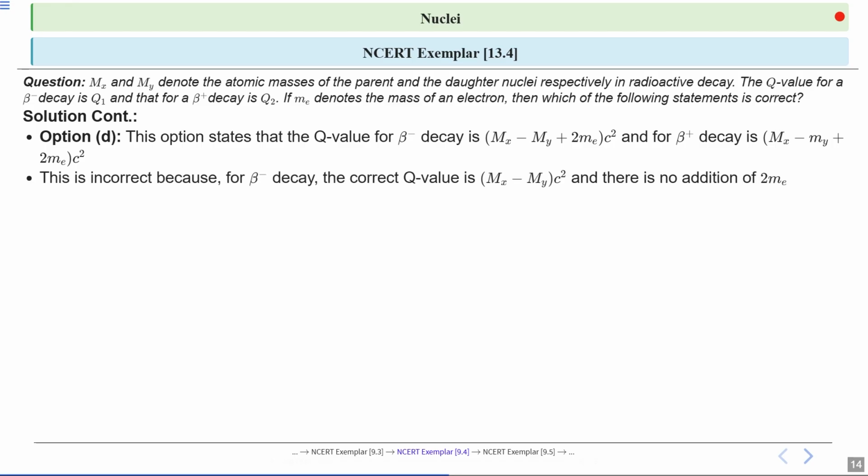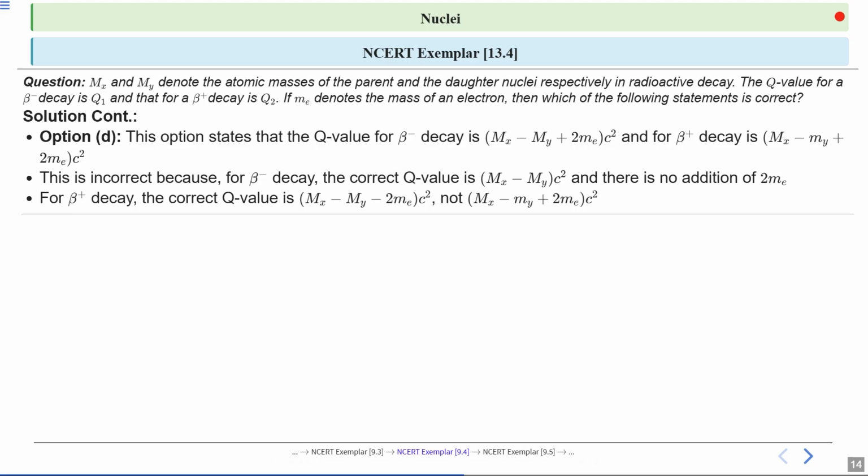So in beta minus decay, a neutron turns into a proton, emitting an electron and antineutrino. The Q value is Mx minus My C square. For beta positive decay, a proton turns into a neutron, emitting a positron and neutrino. The Q value is Mx minus My minus 2Me C square. The given options incorrectly add plus 2Me for both.